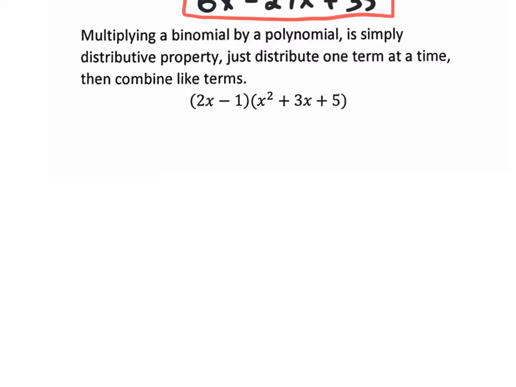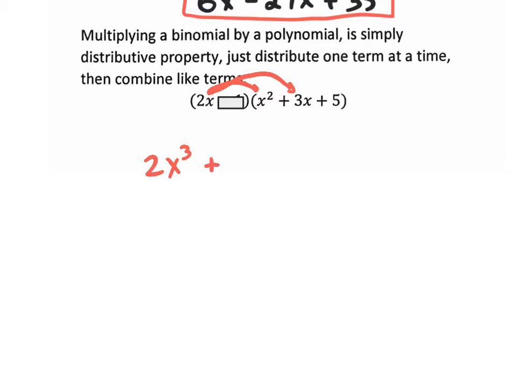I'm going to use this little box to cover up one of the terms. But of course, you could just ignore it, right? But we're going to distribute the 2x. So if I go 2x times x squared, what do I get? 2x to the third. Okay. Yeah, 2x cubed. And then how about 2x times 3x?